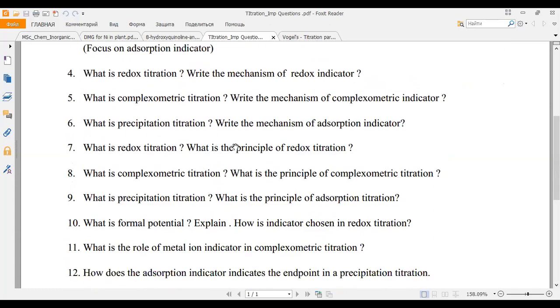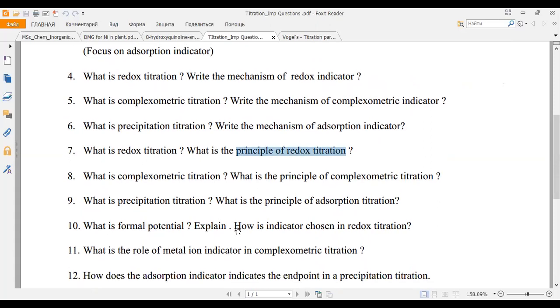Then after that, you also need to know the principle of titration: the principle of redox titration, the principle of complexometric titration, and the principle of adsorption or precipitation titration. The principle of redox titration is that there should be a change in oxidation number, and you use the indicator to determine the equivalence point. Once you determine the equivalence point, you can determine the concentration of the analyte. Make sure you provide an example of the indicator, how it can be used, its change in color, and all those things, for all these three principles.